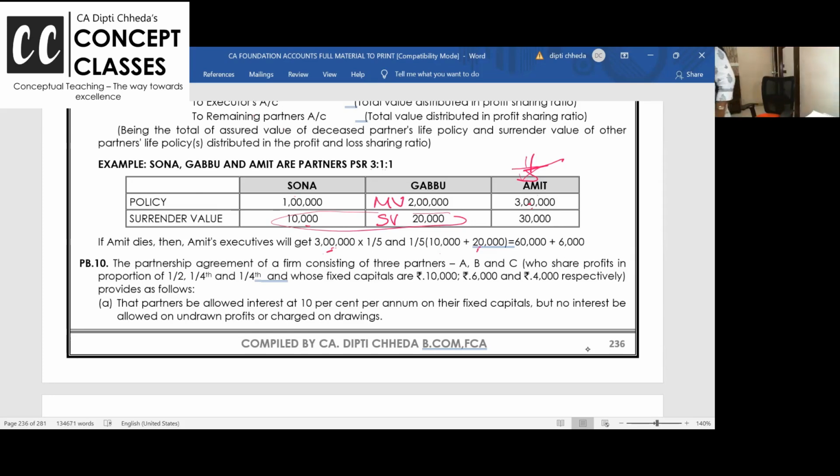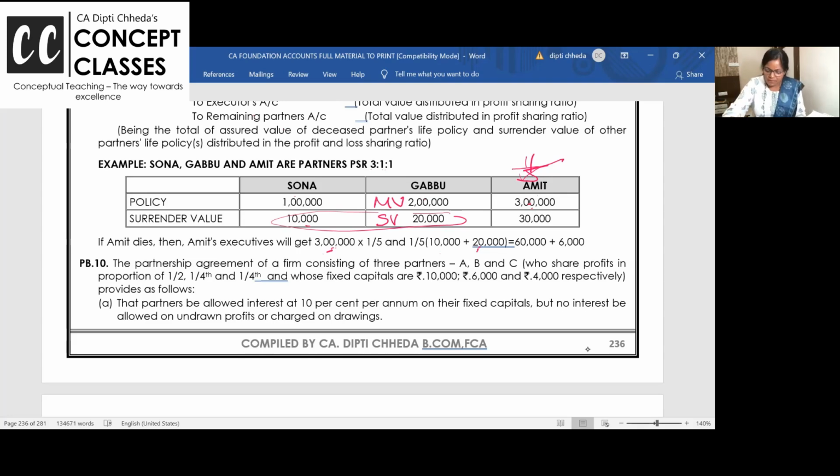Otherwise, one joint life policy will be given to all the partners. एक ही policy है तो surrender value भी एक ही होगी. This time 3 separate policies are taken for 1 lakh, 2 lakh, 3 lakh. So A can't say, I'm going home, give me 3 lakh. No. His maturity value plus other two partners' surrender value, that will be given to all.